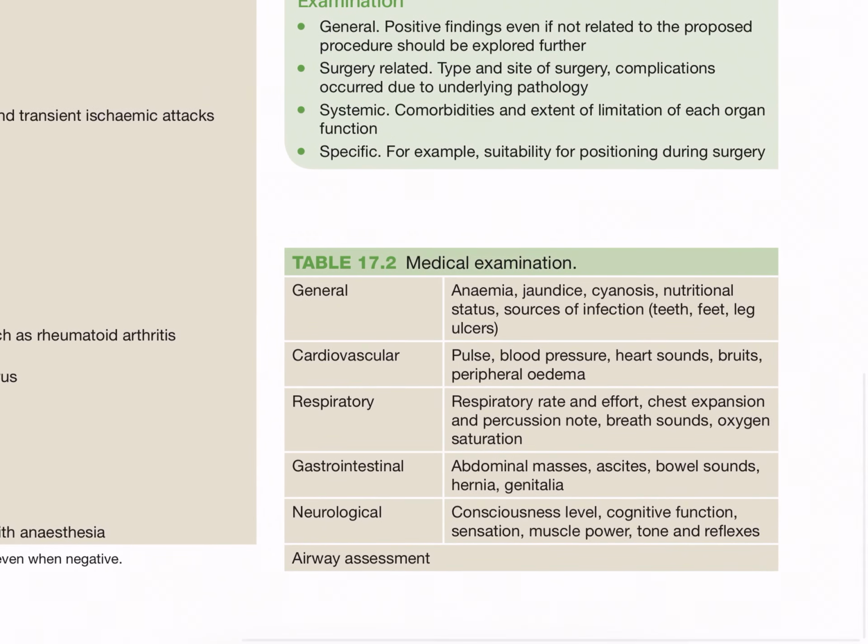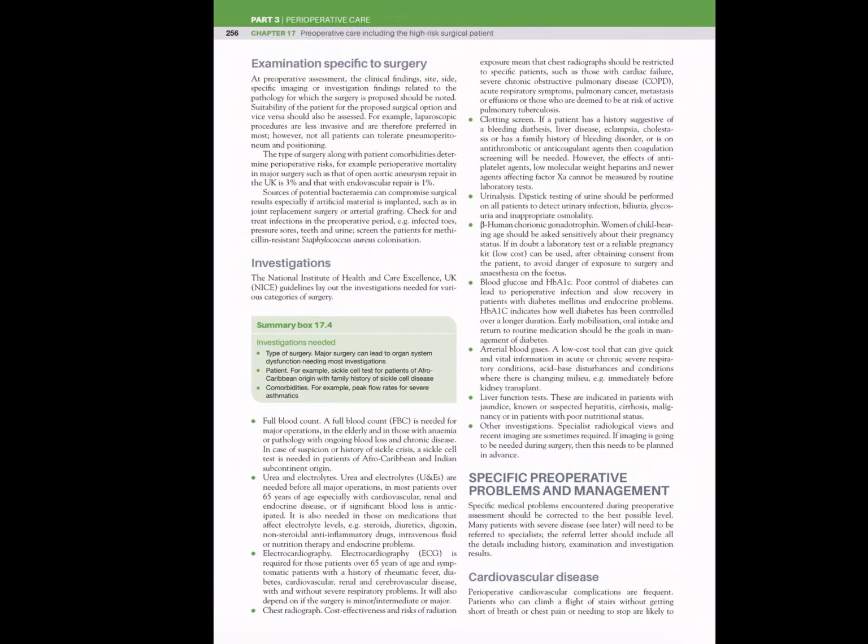Medical examination, table 17.2. General: anemia, jaundice, cyanosis, nutritional status, sources of infection, teeth, feet, leg ulcers. Cardiovascular: pulse, BP, heart sounds, bruits, peripheral edema. Respiratory rate and effort, chest expansion and percussion note, breath sounds, oxygen saturation. Gastrointestinal: abdominal mass, ascites, bowel sounds, hernia, genitalia. Neurological: conscious level, cognitive function, sensation, muscle power, tone and reflexes. Airway assessment.